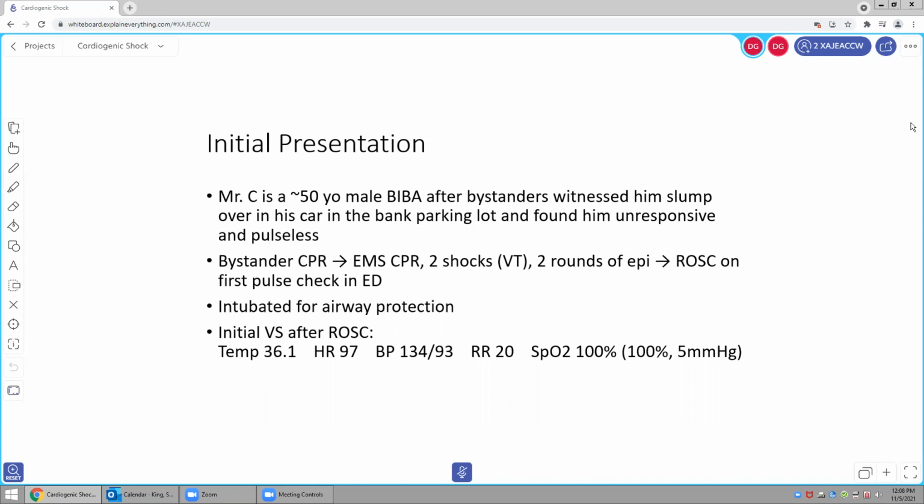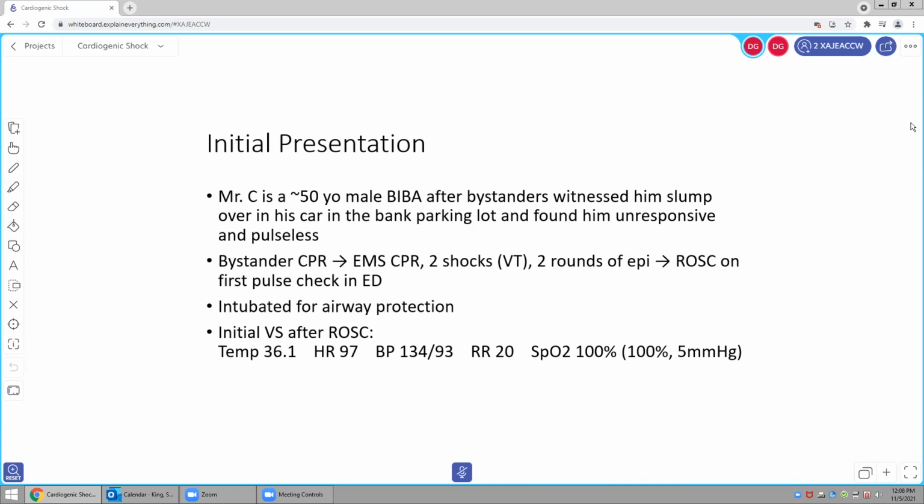In total, he got 2 shocks by EMS. Reportedly, he was in ventricular tachycardia. Also got 2 rounds of epinephrine. And on first pulse check on arrival to the emergency department, he did have return of spontaneous circulation. It's estimated that total downtime was about 20 minutes.